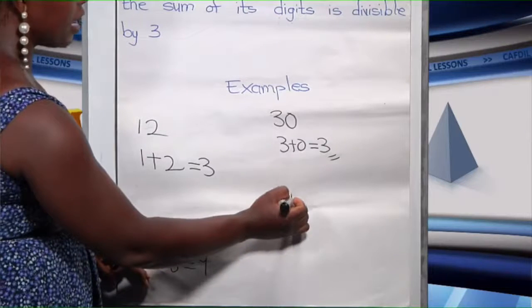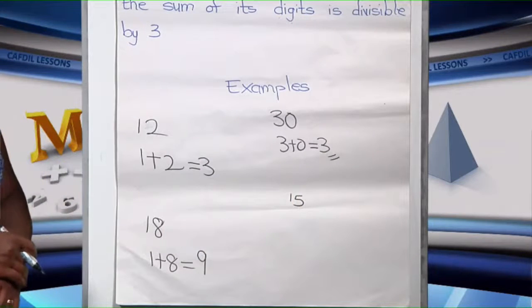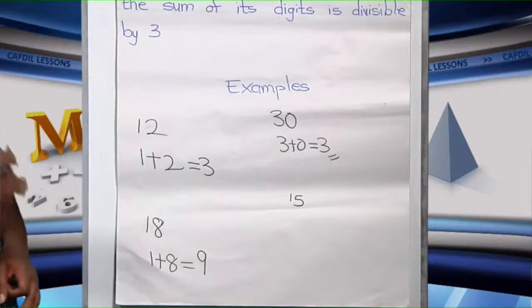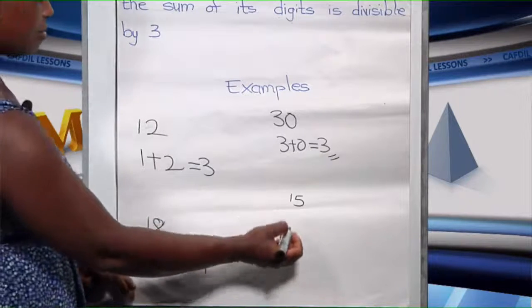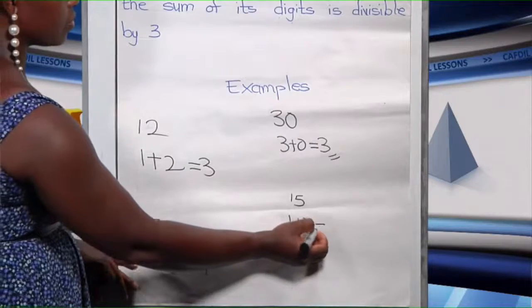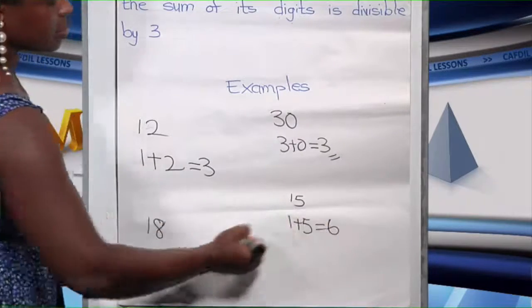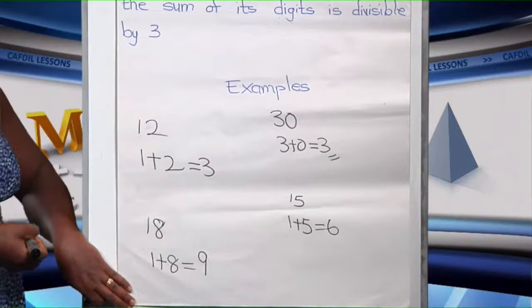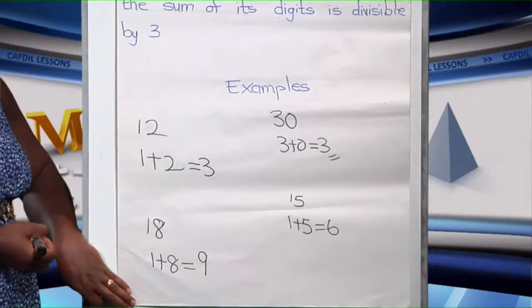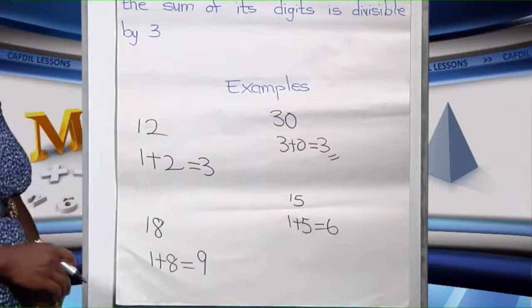I have 15. Is 15 divisible by 3? Let's follow the rule and see. 1 plus 5. What is the sum? It is 6. And is 6 a multiple of 3? Yes, 6 is a multiple of 3. So 15 is divisible by 3.